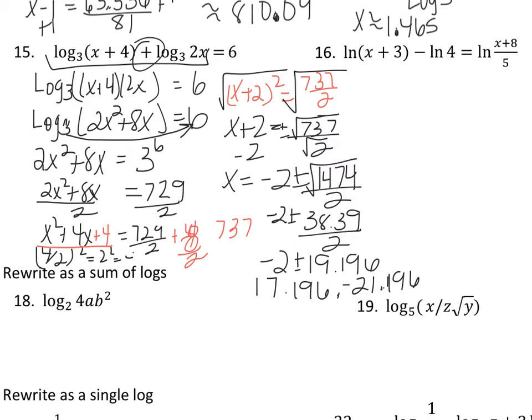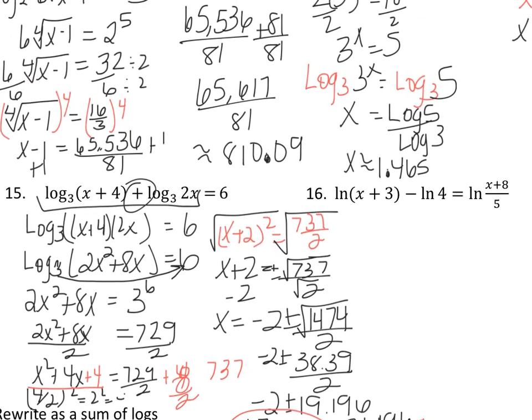And then something I've forgotten to do everywhere on the video so far is check for extraneous solutions. And the negative is going to be extraneous because when I plug it in, it's going to make a negative. So my only answer is 17.196. Let's take a peek at some of these other problems and see if it's a problem.